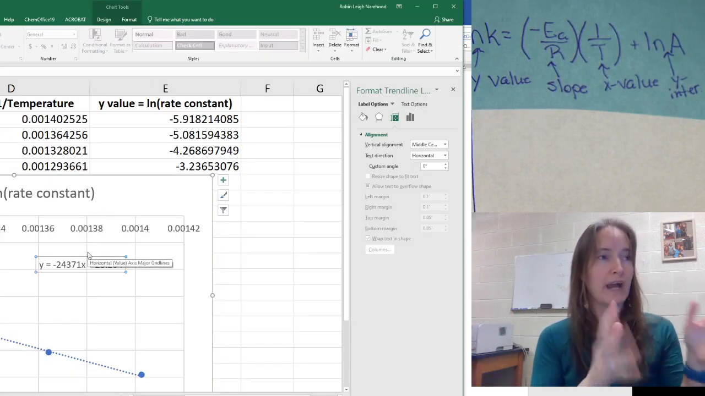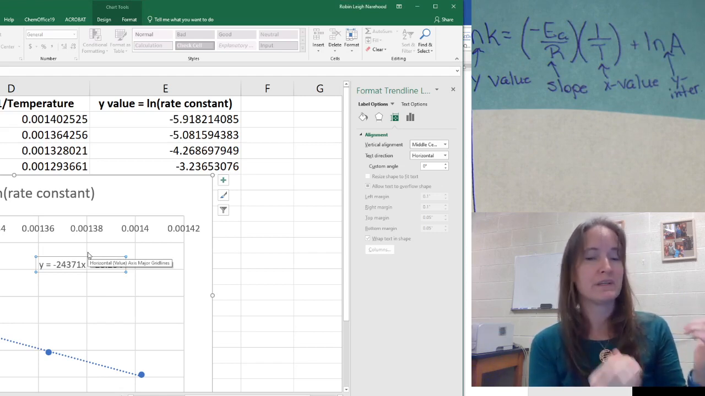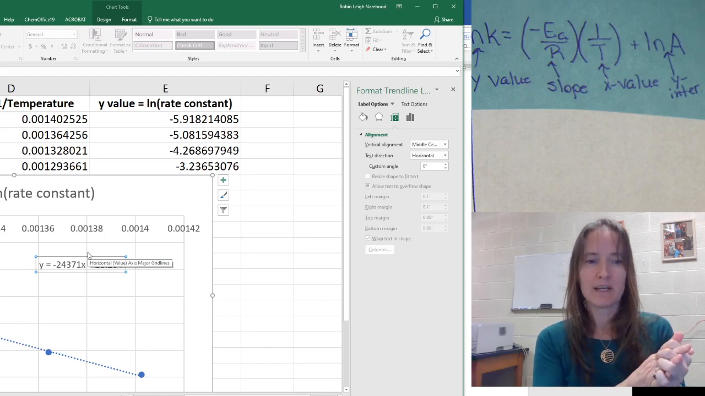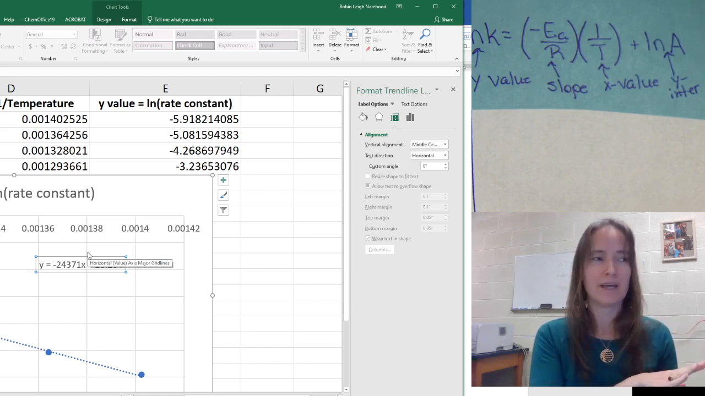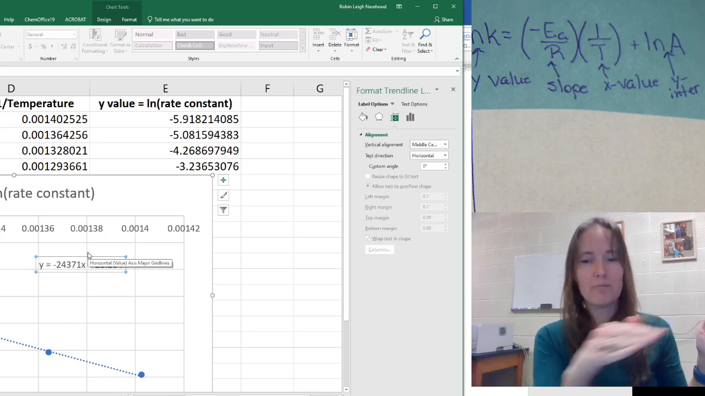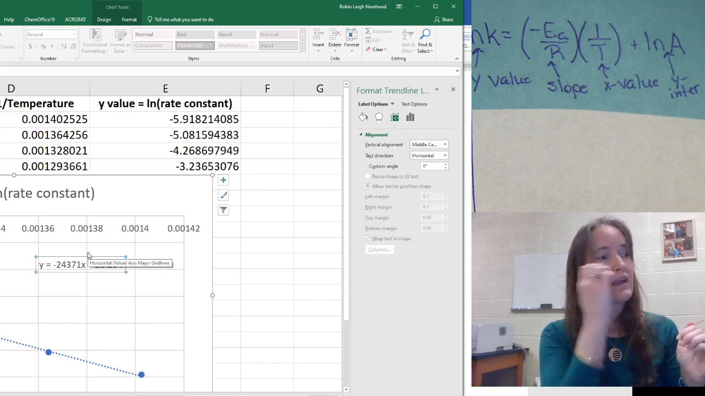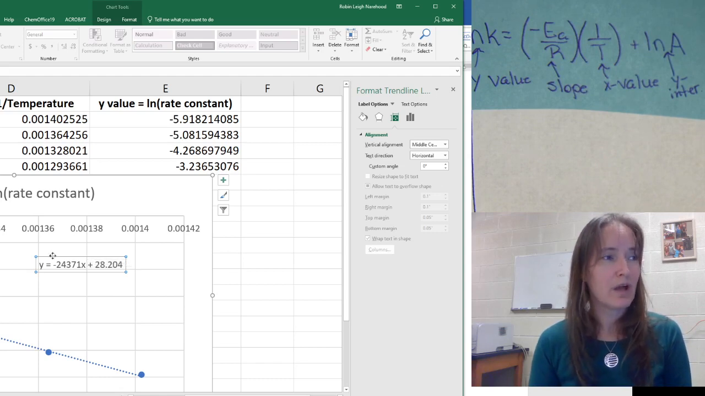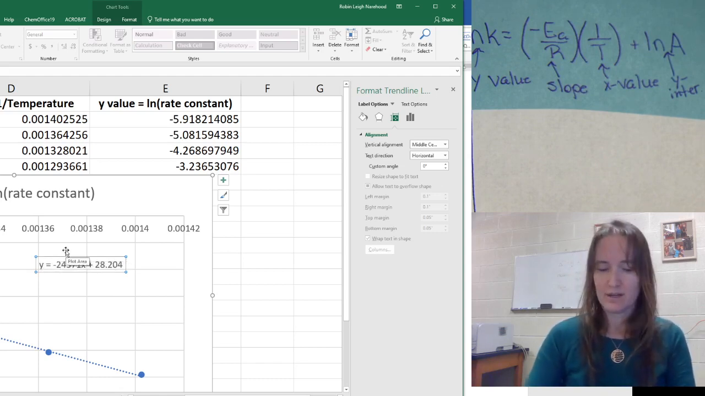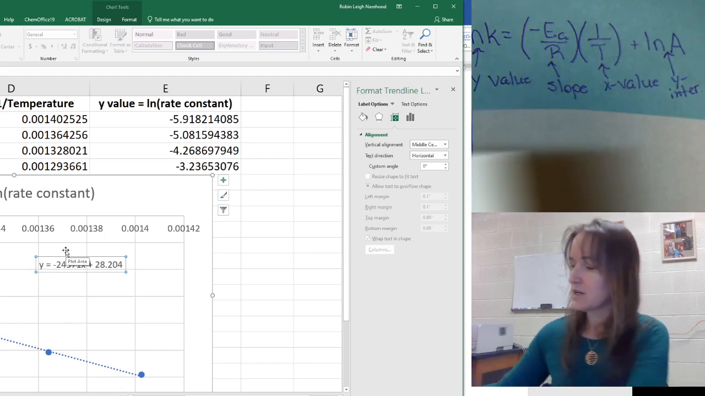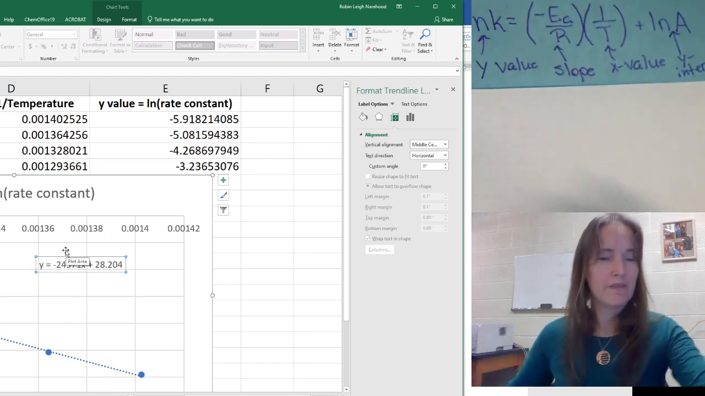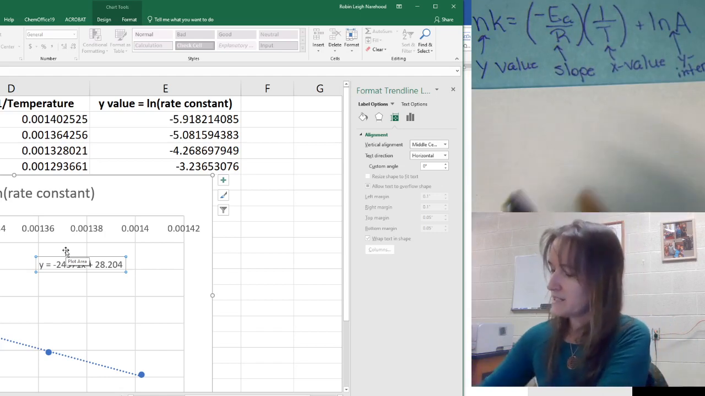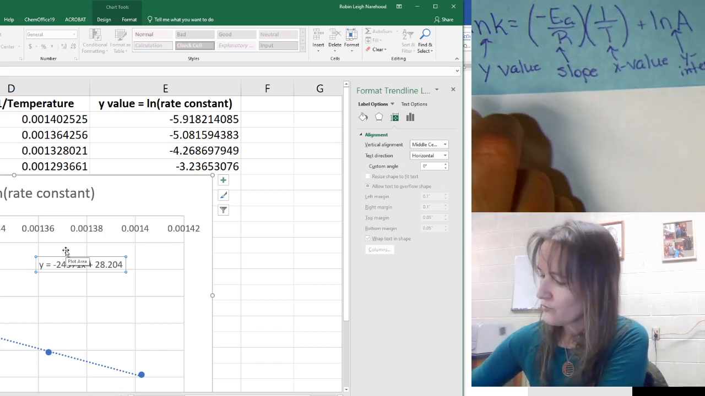So let's go back and let's look at this. So we graphed the data. We put the data in a scatter plot. It wasn't quite linear because I made a mistake on what I typed in there, so we just go fix the mistake, and that makes it linear. Then once we add a trend line, we display the label, because the label will give us the y equals mx plus b.